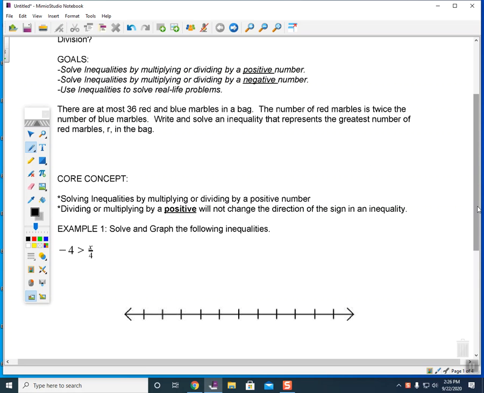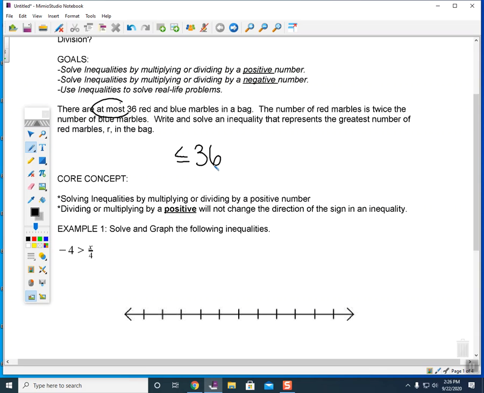First, we're just going to do a little review problem to get our brains going. There are at most 36 red and blue marbles in a bag. Before I even read any more, I know this is an inequality problem. When I see the words "at most," that means whatever I have on my left-hand side is going to be less than or equal to 36.